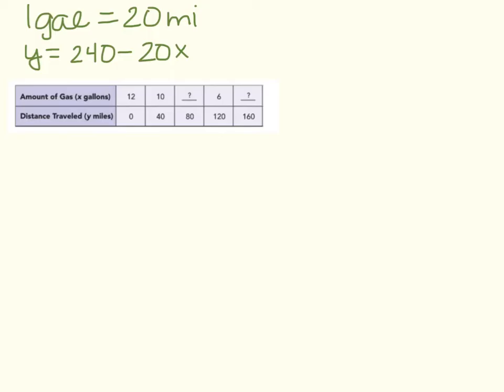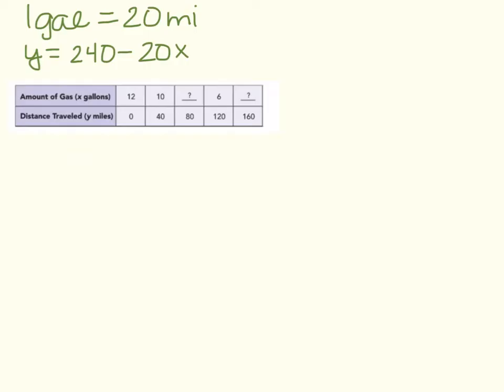A car uses 1 gallon of gas for every 20 miles traveled. The amount of gas left in the gas tank, x gallons, after traveling y miles, is given by y equals 240 minus 20x. Complete this table, then graph the relationship between x and y. Use 1 unit on the horizontal axis to represent 1 gallon, and 1 unit on the vertical axis to represent 20 miles. Okay, so let's begin by completing the table.